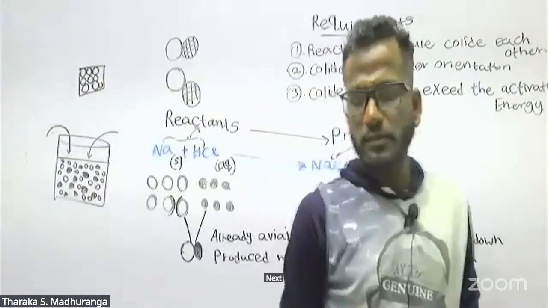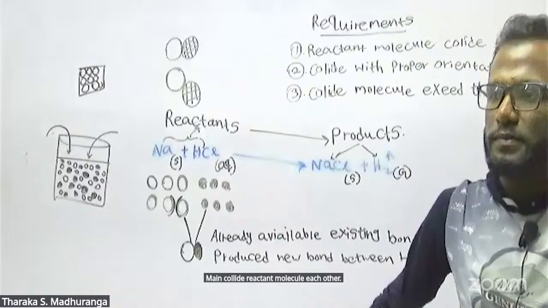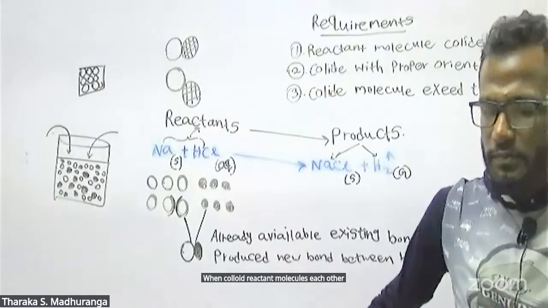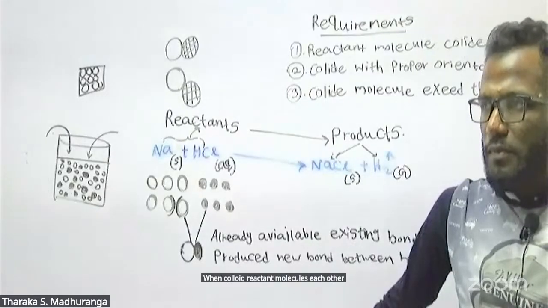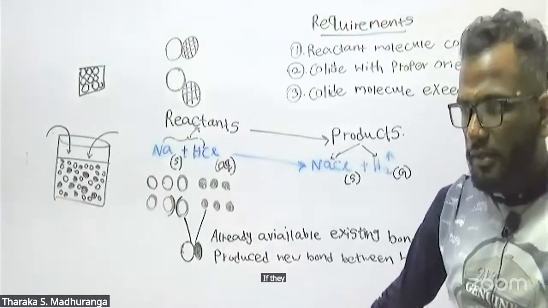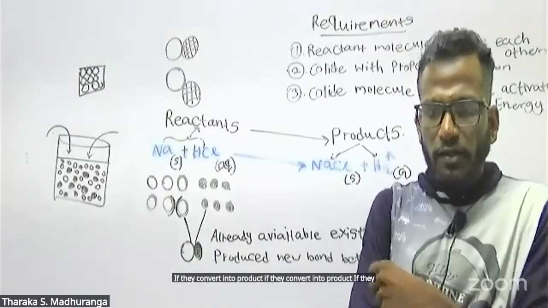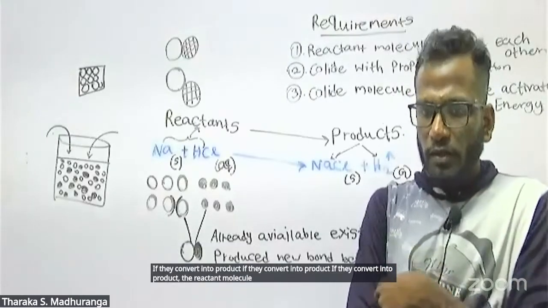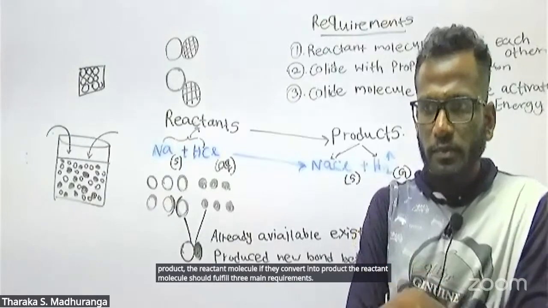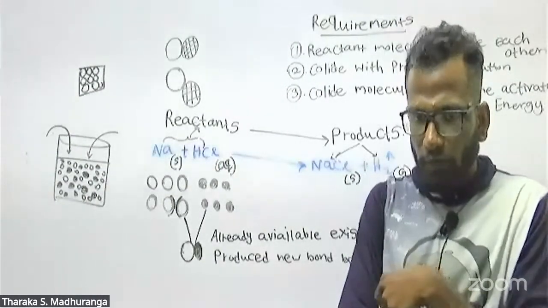Next point. When reactant molecules collide with each other, if they convert into product, the reactant molecules should fulfill three main requirements.